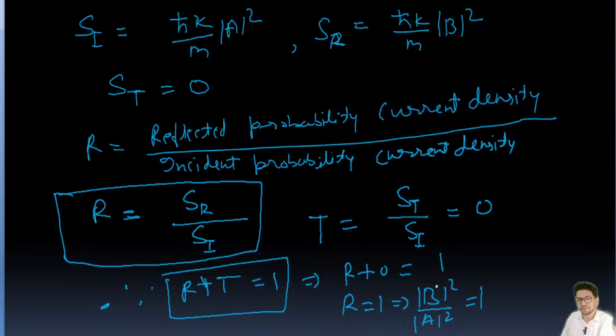Very important. Mod B square upon mod A square equal to 1. This is a very important formula, this R. This is the case first, guys, when V is greater than energy E, for which you need to check my previous class. Okay, next point.